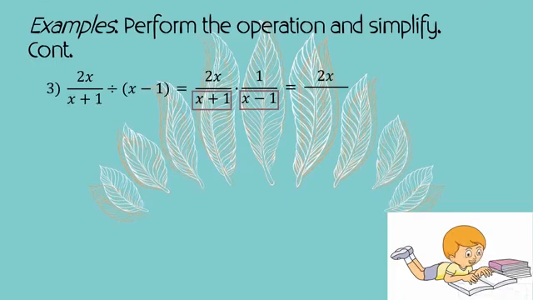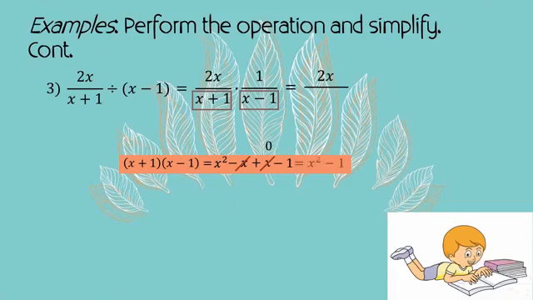So we apply the distributive property, that is x times x is x squared, and x times negative 1 is negative x, and 1 times x is x, and 1 times negative 1 is negative 1. And then after applying the distribution, then we add like terms. So the like terms here is negative x plus x. So negative x plus x is equal to 0. So we just cross this out and then the sum is 0.